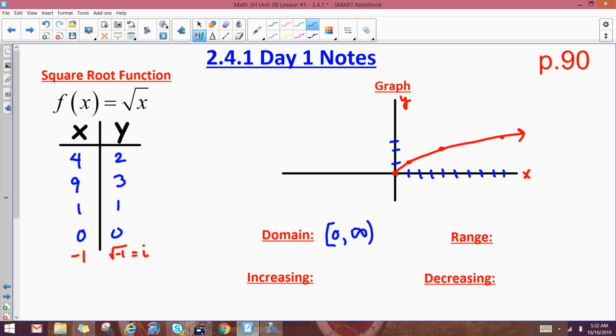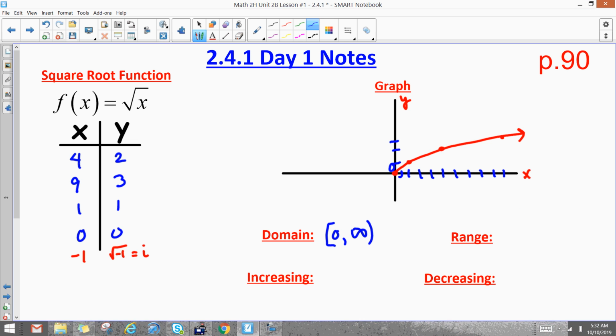Range are our y values, so again, we always start low. The furthest down our graph goes is 0. And then this graph will continue up forever, slowly, but it will continue up forever. So we're going to put an infinity here, and again, a bracket and a parenthesis.